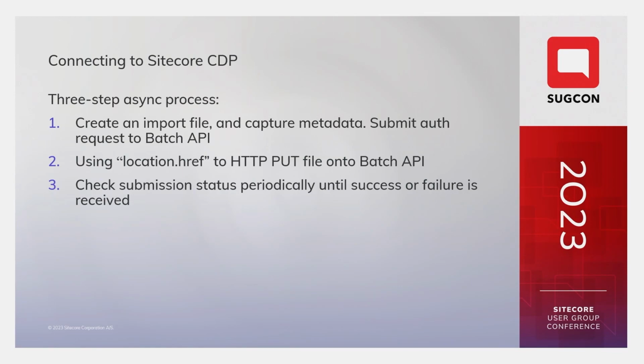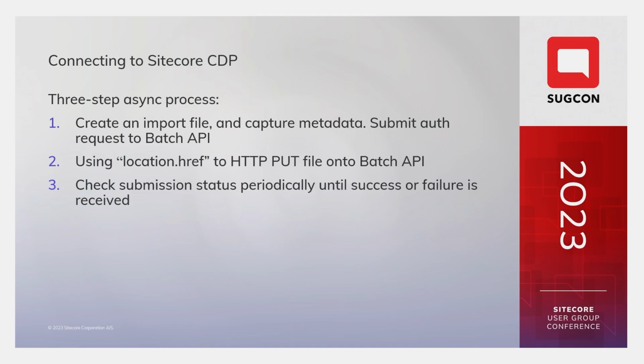So next, we're going to look at how to connect to Sitecore CDP to push this data into Sitecore CDP Personalize. Again, this is a little bit more complicated. It is a three-step process. I don't know how many looked at this API, but it is a bit more complicated, but it can still be done through automation. The idea here is we create an import file.